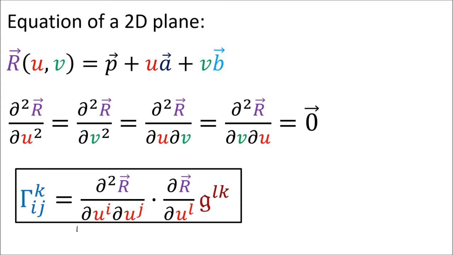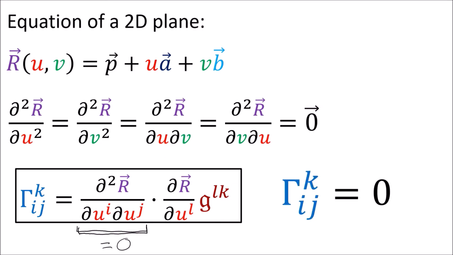Now notice how these second order derivatives of the position vector will always be zero. So it doesn't even matter what the tangent vector is or what the inverse metric tensor is. The Christoffel symbols are all going to go to zero for all the i, j, and k indexes.